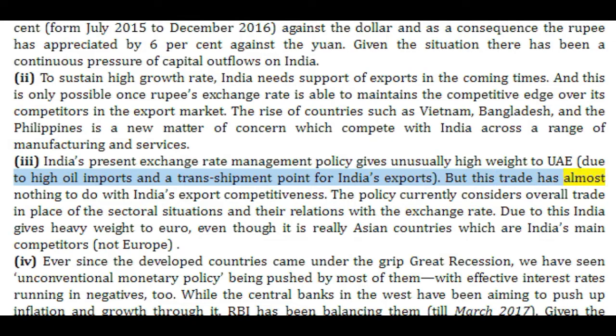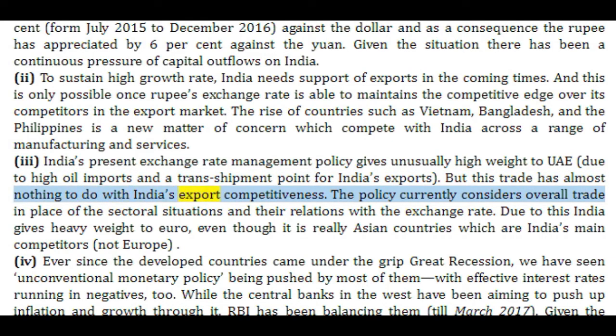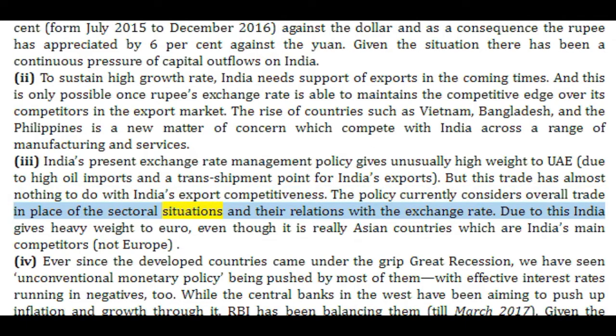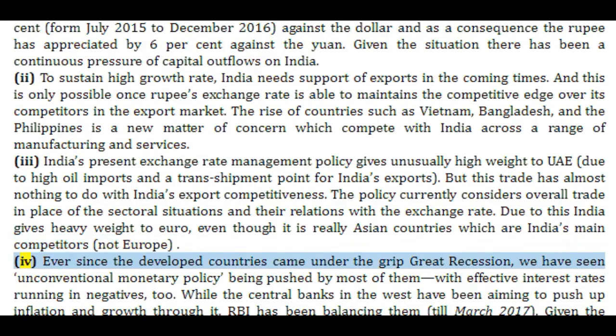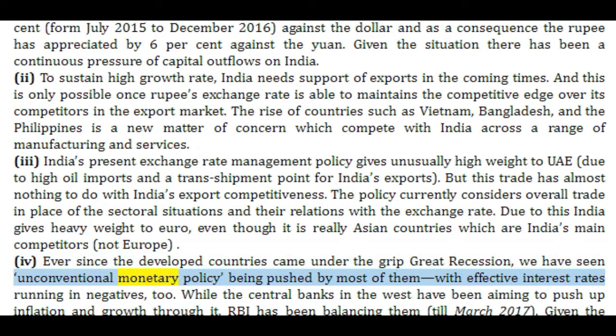But this trade has almost nothing to do with India's export competitiveness. The policy currently considers overall trade in place of the sectoral situations and their relations with the exchange rate. Due to this, India gives heavy weight to Euro, even though it is really Asian countries which are India's main competitors, not Europe.